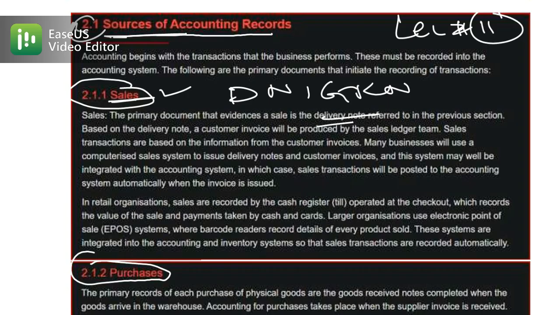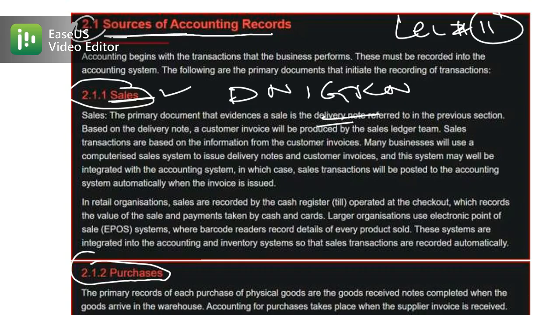Okay, so based on this delivery note, the sales ledger team prepares a customer invoice, and this is the official document that says here is what you owe us, and it includes prices, definitely, quantity, taxes, and then payment terms. So once this invoice is issued, the sale is recorded in the accounting system. And now in modern businesses, this process is often automated. They use computerized sales systems that generate delivery notes and invoices, and the moment the invoice is created, the sale is posted directly into the accounting software. So no manual entry, no delay, right?